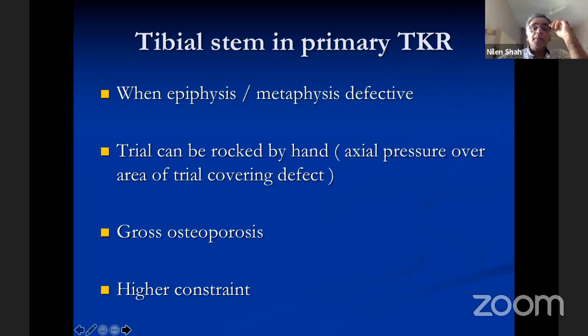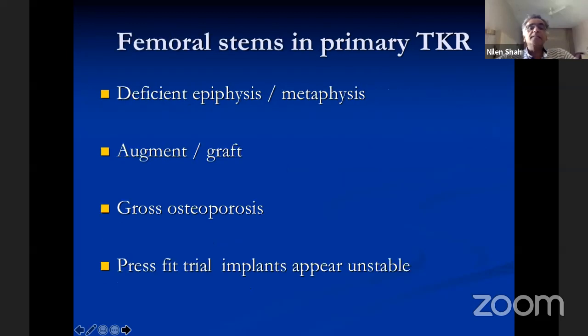So tibial stem in primary total knee: if you have a defective epiphysis or metaphysis, a very simple test on the table is to put a trial in, and if you can rock it by hand by putting actual pressure over it, then that means you probably need a stem. If the patient has gross osteoporosis, or if you have used a higher constraint, then you would think of a tibial stem. Obviously, if you have put in a major augment, or you've grafted it, you would also think of putting in a tibial stem.